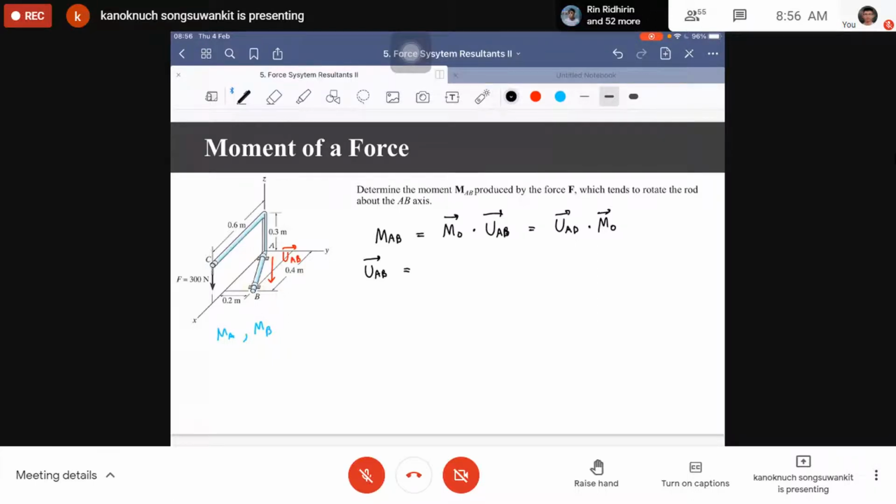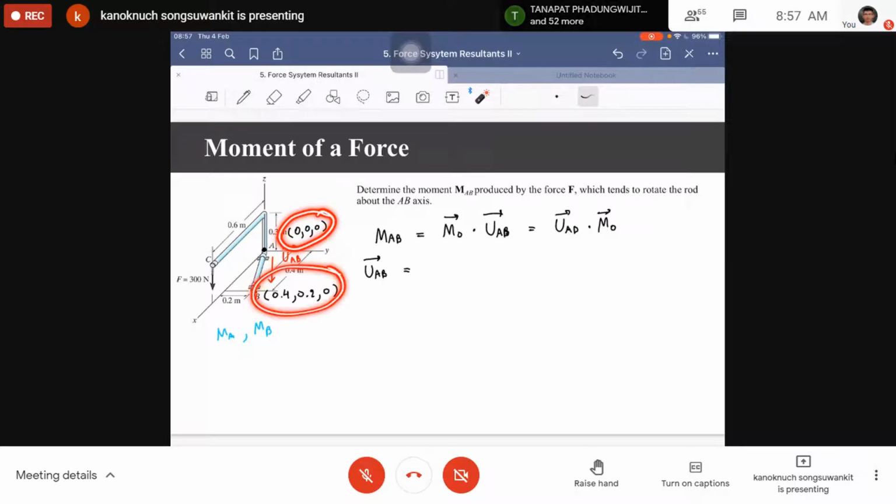From this point, what do we know? Okay, we know that point A is located at the origin. And what about point B? We have to find the coordinate, right, which is (0.4, 0.2, 0). Then we can use these two coordinates to find the position vector R.